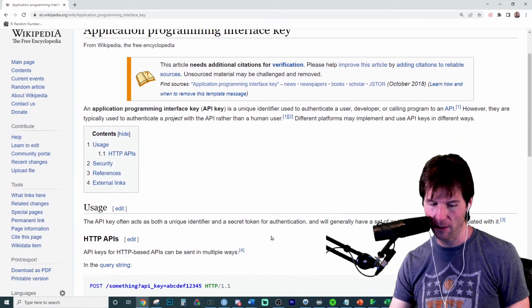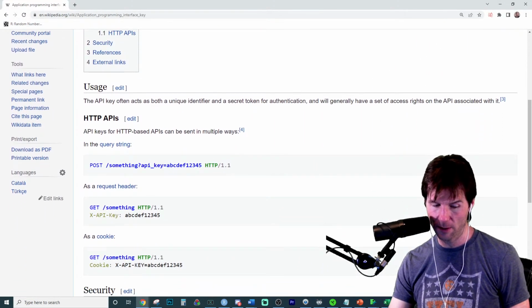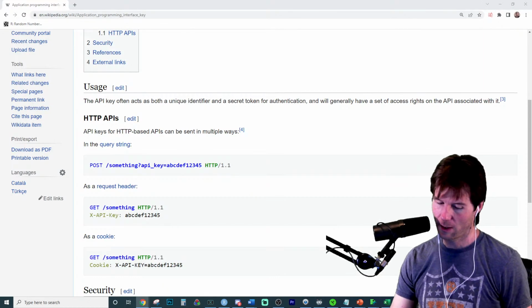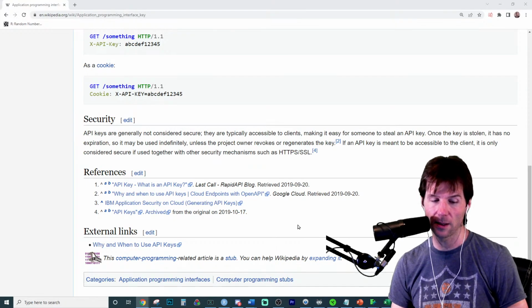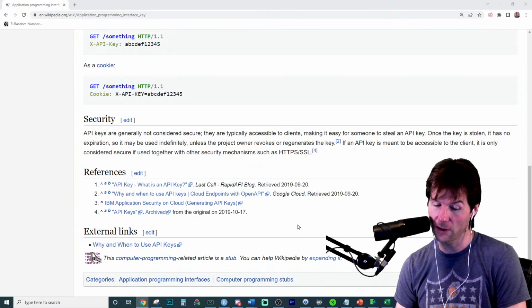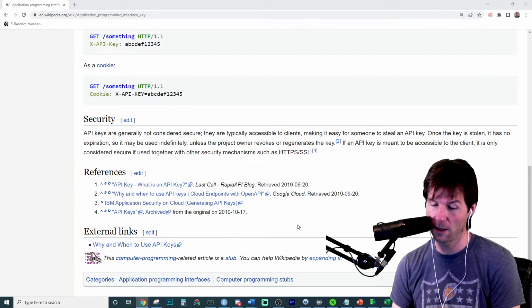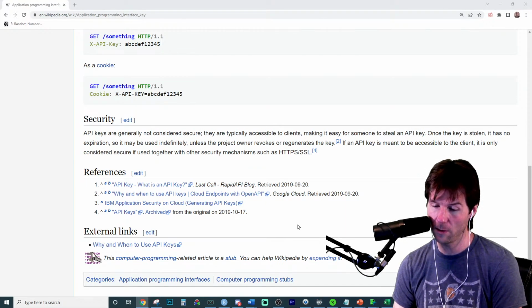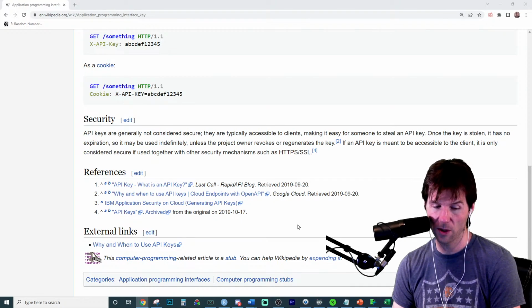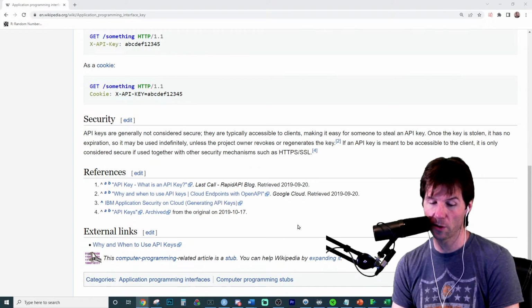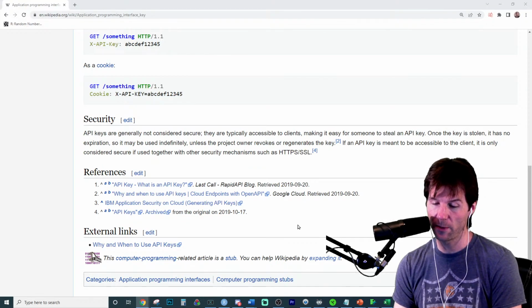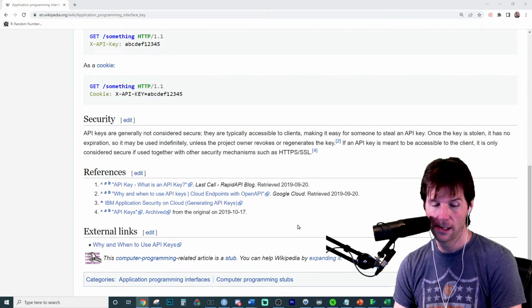Application programming interface key. Yeah, so it's basically just like a handshake. It basically knows that you're you. It authenticates you. Security: API keys are generally not considered secure. They're typically accessible to clients, which makes it easy for someone to steal an API key. Once the key is stolen, it has no expiration, so it may be used indefinitely, unless the project owner revokes or regenerates the key. If an API key is meant to be accessible to the client, it is only considered secure if used together with security mechanisms such as HTTPS and SSL.